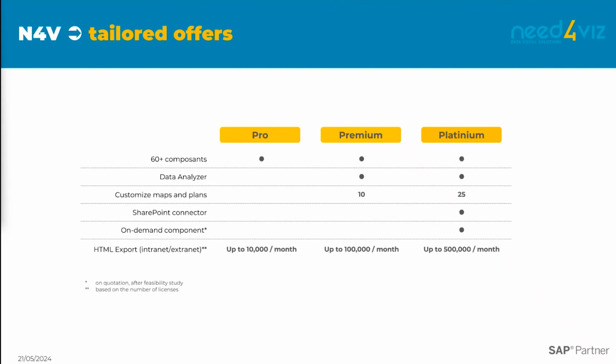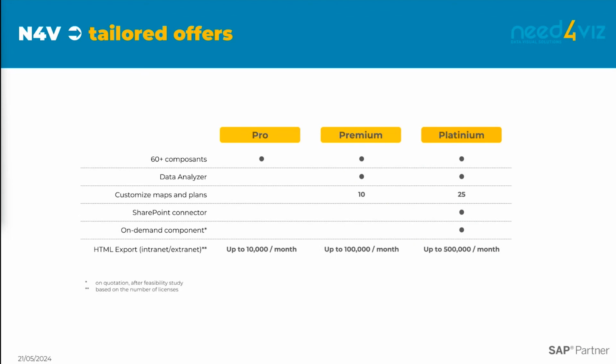It allows you access to 60-plus components, plus up to 10,000 HTML exports per month. Premium, you of course get the components. We add in the data analyzer, and we also give you the ability to add in 10 customizable maps and plans, and then we upgrade you to up to 100,000 HTML exports of your reports per month. And then Platinum, this is our premier package. Of course, this gives you the components and the data analyzer. We increase you from 10 to 25 imported customized maps and plans. We give you access to a SharePoint connector, and also you get on-demand components.